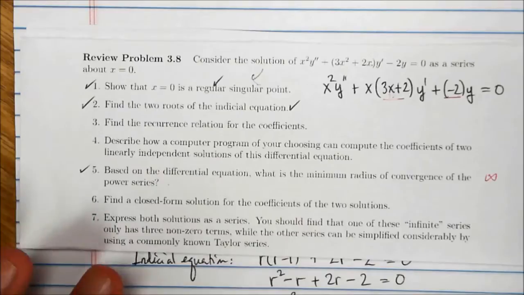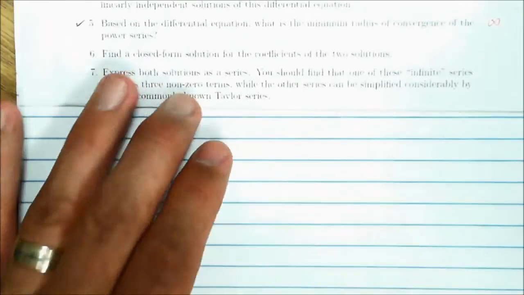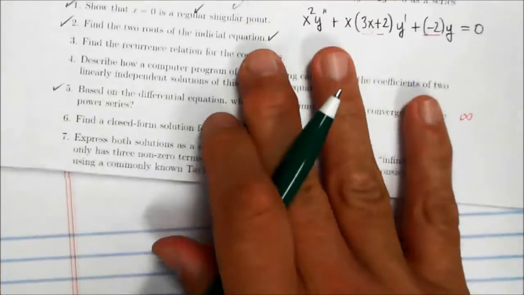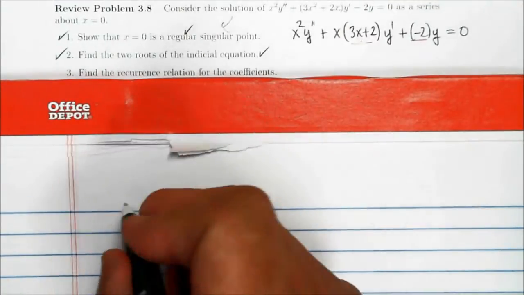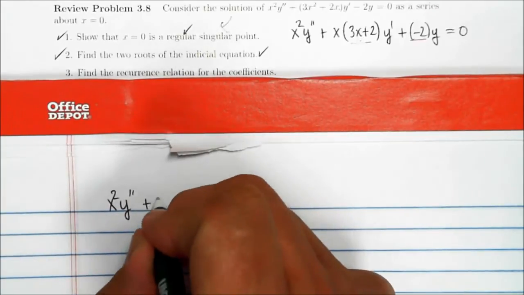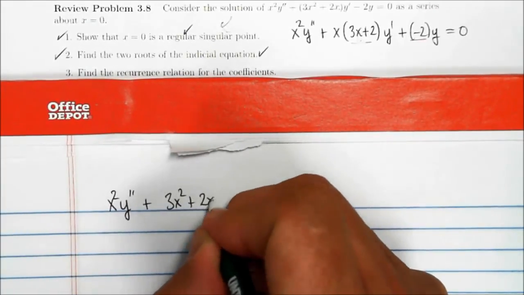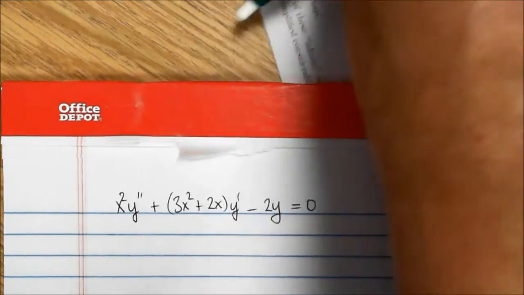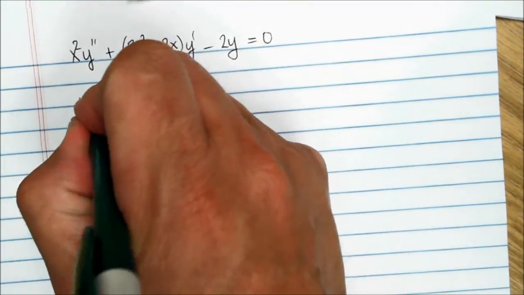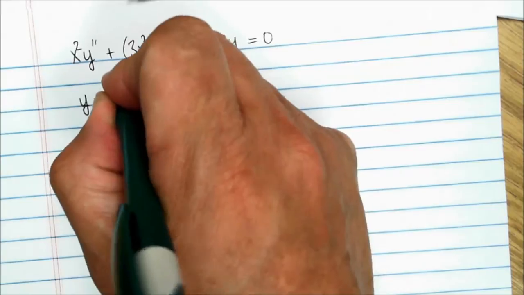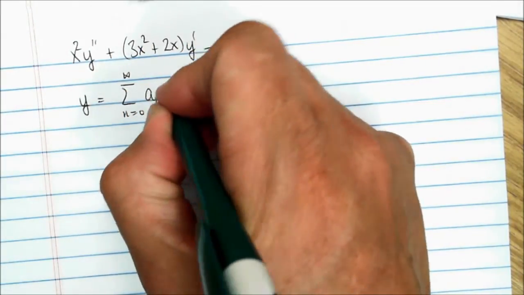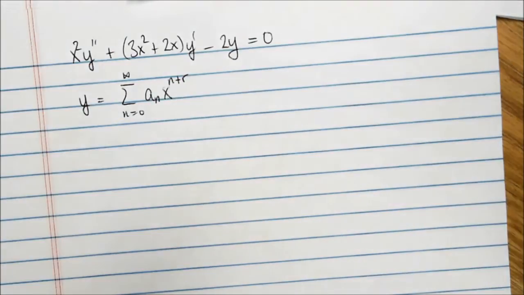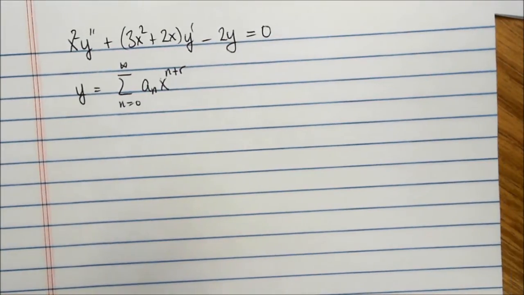Find the recurrence relationship for the coefficients. So this is going to take some work. So let's get a fresh piece of paper for this one. So we have, just copy the problem over again, x squared y double prime plus (3x squared plus 2x) times y prime minus 2y equals 0. And we're going to set up our solution as y equals the summation from n equals 0 to infinity of a sub n times x to the n plus r, where we just got done saying that r will be either equal to 1 or equal to negative 2.